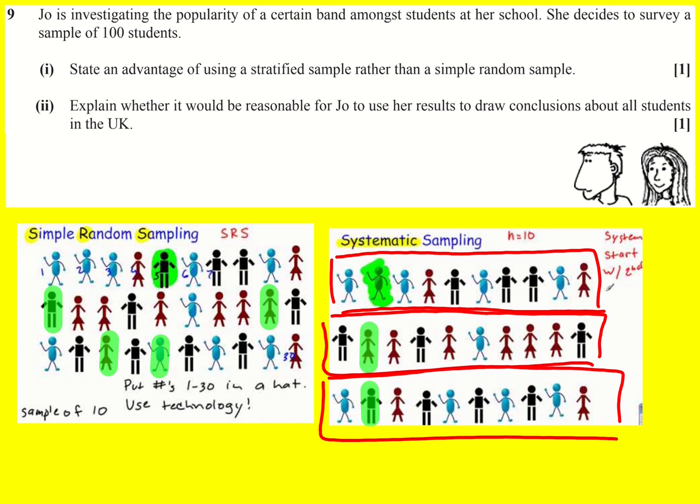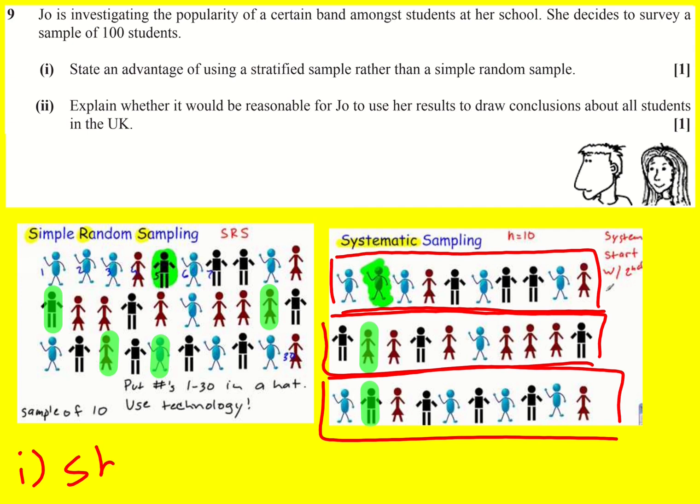Typically, you then use a simple random sampling method within it. So if you wanted to pick some people from this category, you would then still take their names out of a hat or whatever. So what's the advantage of using a stratified sample? Well, it ensures, for example, that people of different ages are asked or different genders are asked. So as long as you give a reason along those lines, then that's okay for part one.